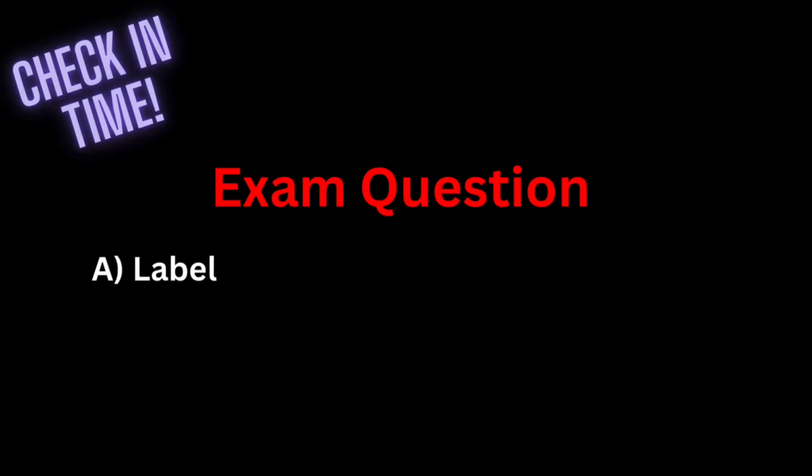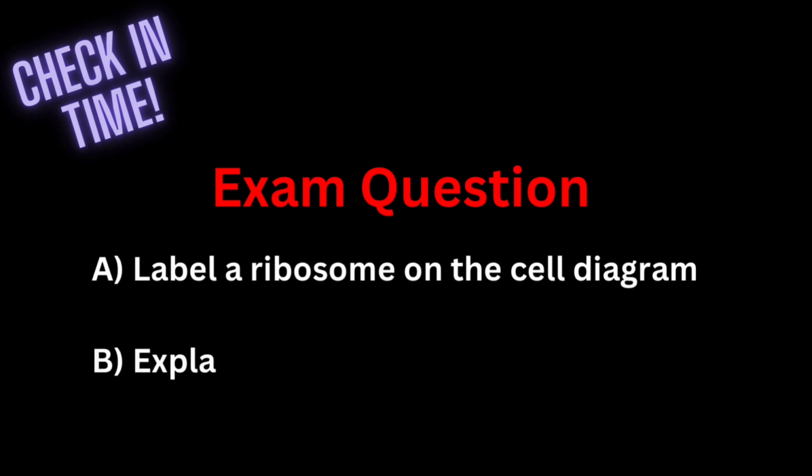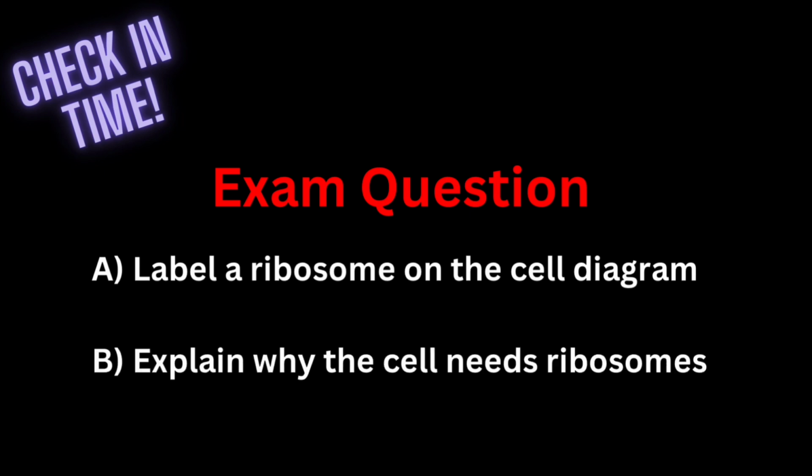So it's time for our next exam question. This time, I want you to label a ribosome on the cell diagram that I will show you and explain why this cell will need ribosomes. So here's our diagram of an animal cell. The first thing you need to do is imagine drawing a line and labelling a ribosome. Where would you put your line?